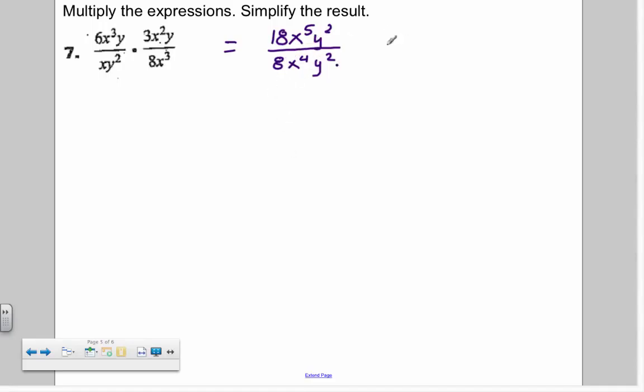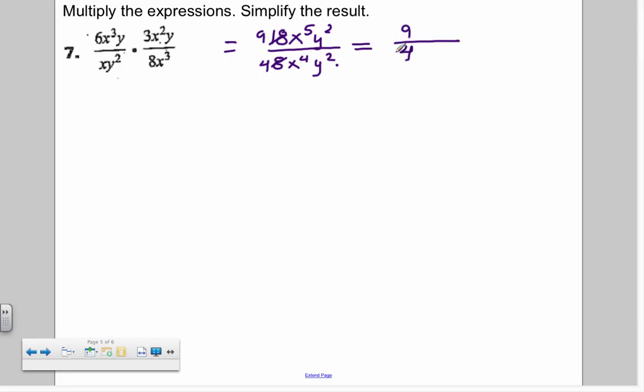Okay, so here I just need common factors. I can start with my numbers. A common factor between 8 and 18 would be 2. So if I think about dividing the top by 2, I would be left with 9. And if I divided the bottom by 2, I would be left with 4. And I really can't simplify that any more than that. So I'm going to go ahead and write that down as 9 over 4.